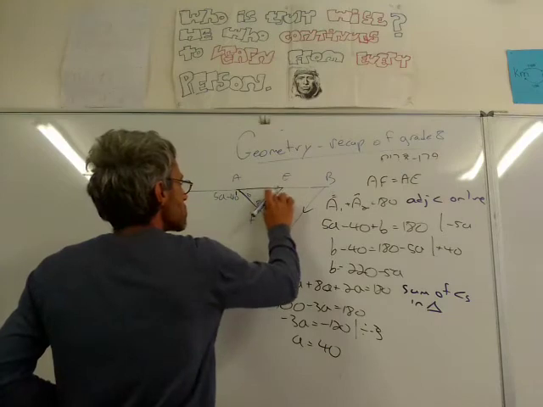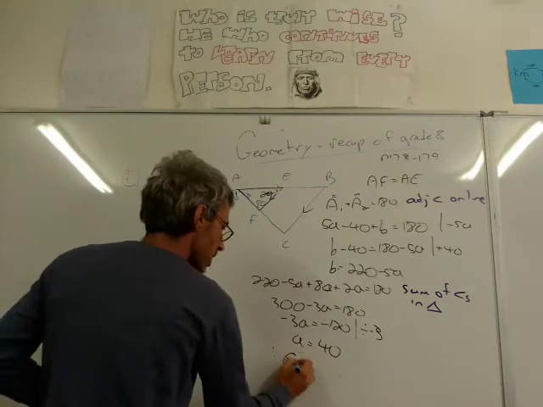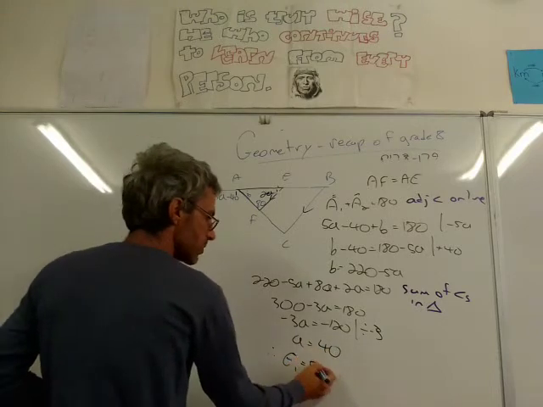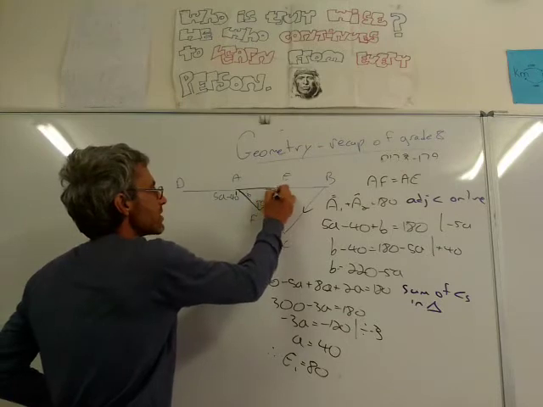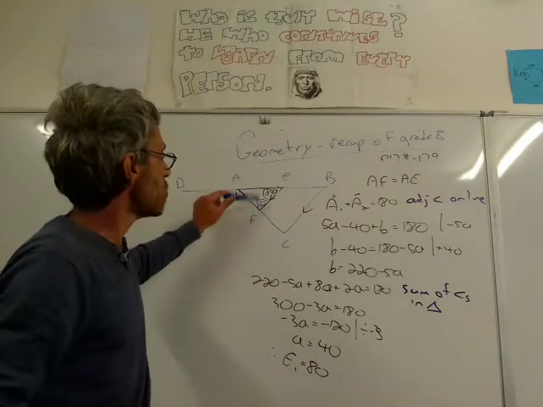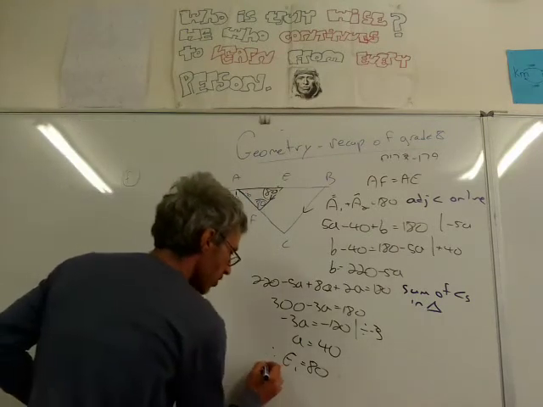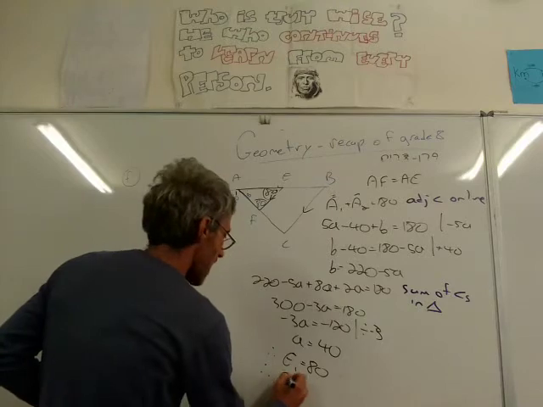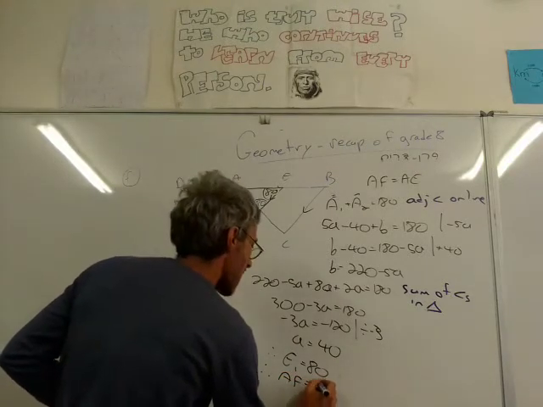Put 2A, I'll put E1. Therefore, E1, which is 2A, is going to be equal to 80. So, these two angles are equal. Okay? And if the two angles are equal, that means the two sides are equal. So I'm going to write, therefore, AF is equal to AE.